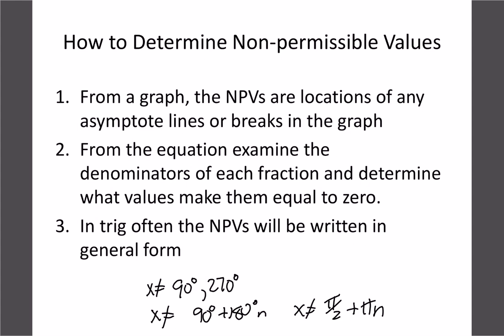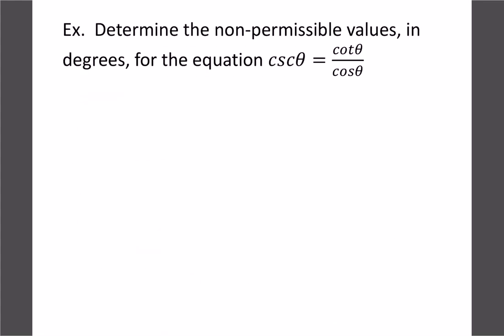Okay, we'll go through a couple of quick examples, figure out the non-permissibles, and even simplify, do a little bit of review of that, and that'll be it. So pretty short one today. Here's our first equation. We've got cosecant equals cotan over cos, so let's prove this as well as figure out our non-permissibles.